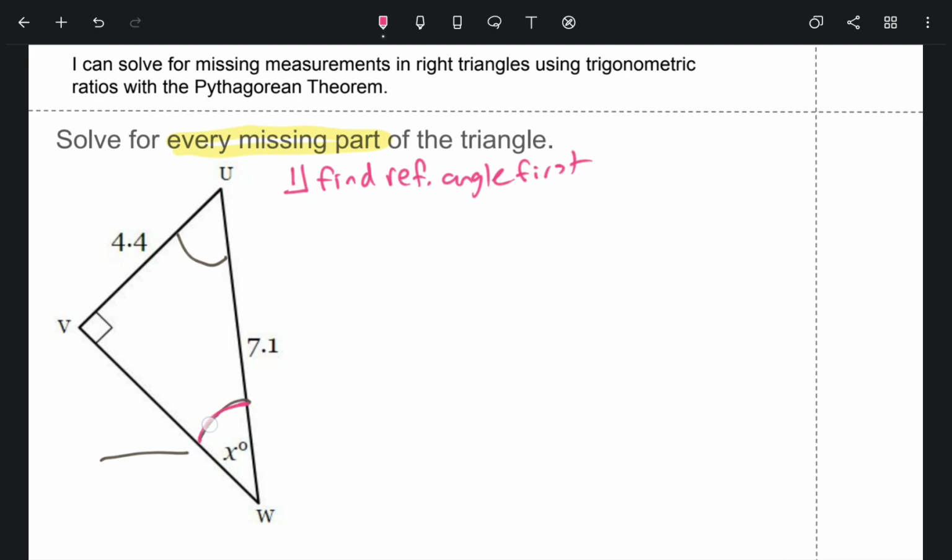Okay, so in this case, you could pick either one. I'm going to start with the x.